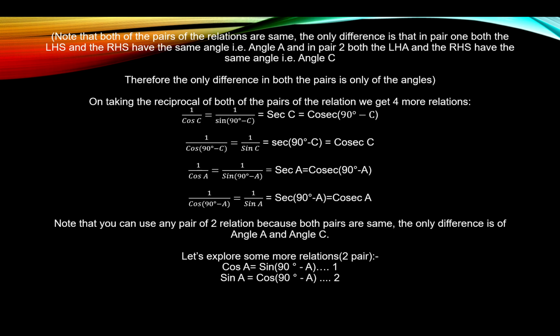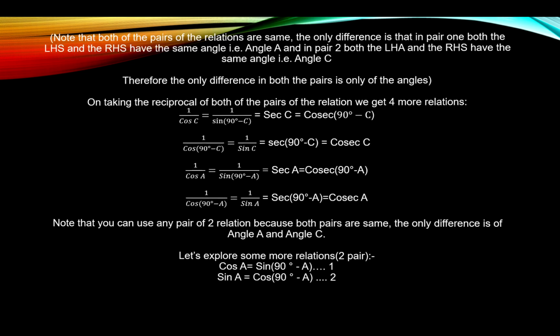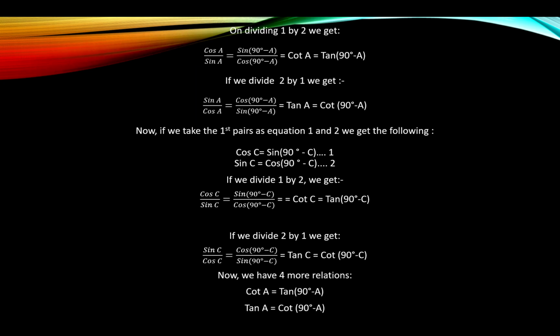Now let's explore some more relations. For this, we will be taking the second pair, which is cos A is equal to sin (90 minus A) and sin A is equal to cos (90 minus A). We will be naming them as equation number 1 and equation number 2 as I have written. Now, on dividing equation number 1 by equation number 2, we get cot A is equal to tan (90 minus A). If we divide equation number 2 by equation number 1, we get tan A is equal to cot (90 minus A).